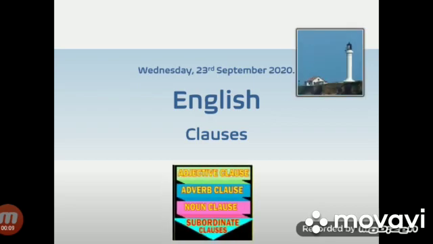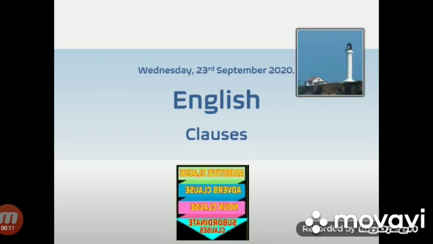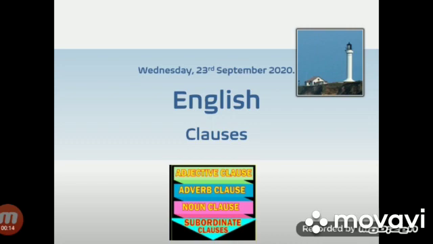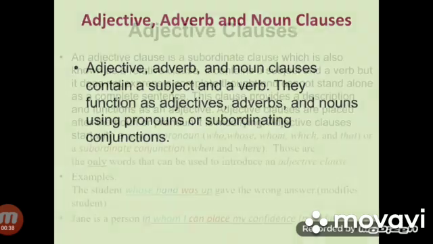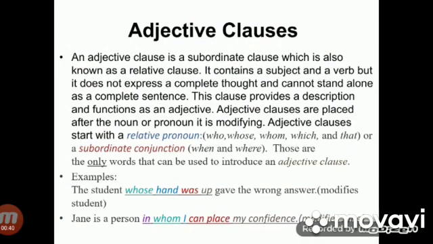We will study the types of subordinate clauses, namely adjective clause, adverb clause, and noun clause. Adjective, adverb, and noun clauses contain a subject and a verb. They function as adjectives, adverbs, and nouns using pronouns or subordinating conjunctions. First, we will study adjective clauses.